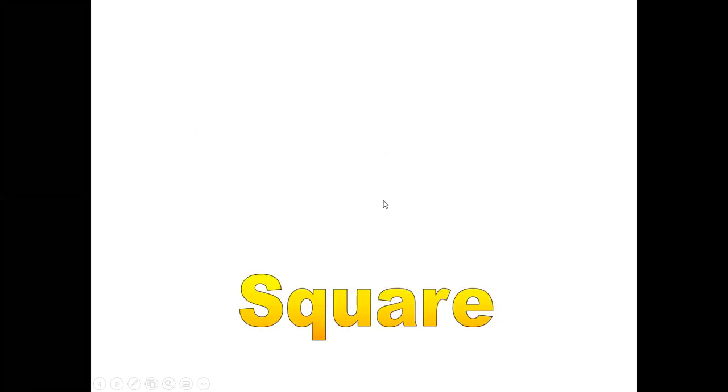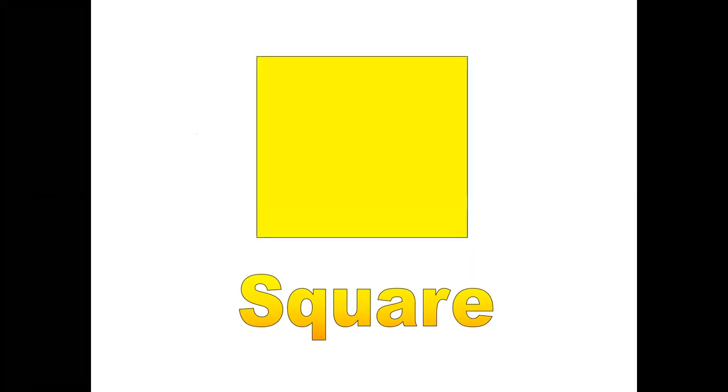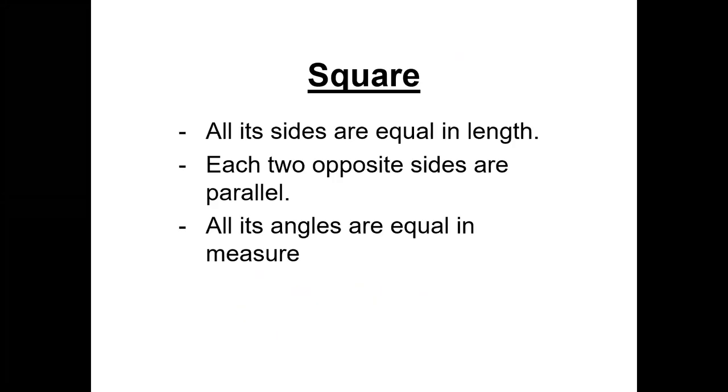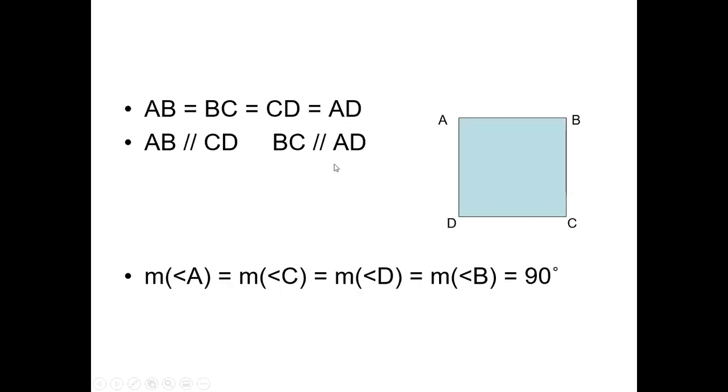The fourth quadrilateral we have today, square. This is a square. In the square, all its sides are equal in length. It has 4 equal sides, like the rhombus. And each two opposite sides are parallel. Also, each two opposite sides never intersect. And the third property, all its angles are equal in measure because it has 4 right angles.